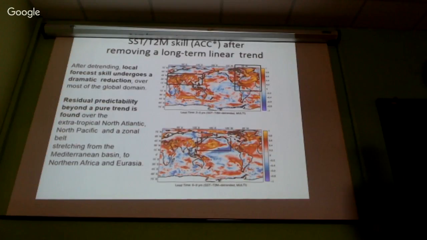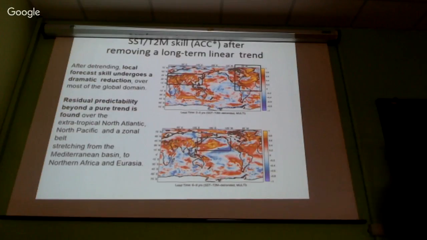So in fact the question was for decadal prediction, do we have already evidence that with a dynamical model we can do better than with statistical methods? Or I don't know, I'm not aware of.